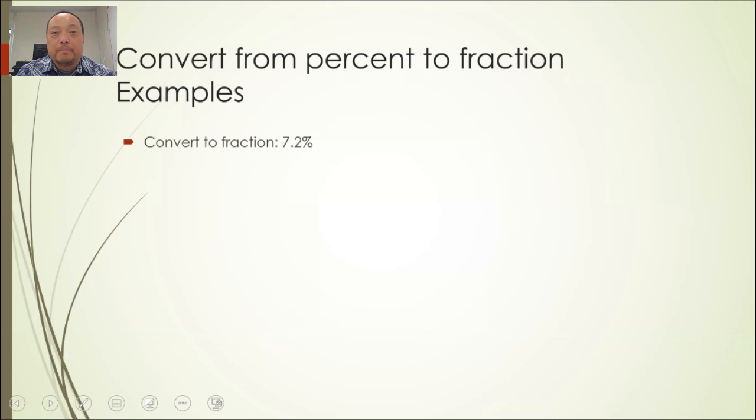One more example. Convert 7.2% to a fraction. First, I write 7.2 over 100. Now I have a problem because I have a number with decimals in the numerator. That makes it an improper fraction, so that's no good. I need to fix that. I need to move that decimal point. So there are two ways to think of it.